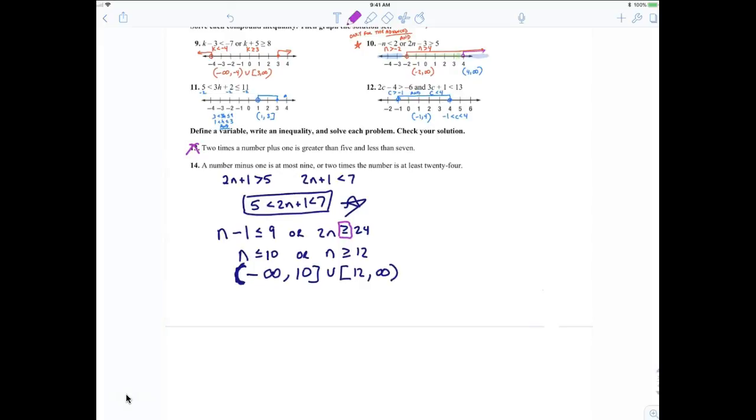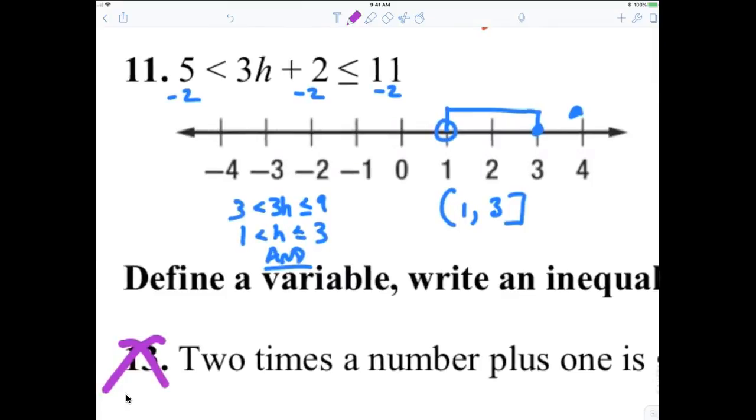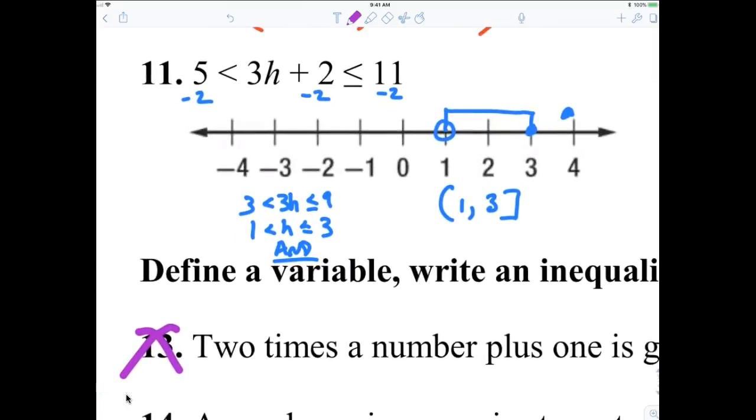Anybody else? Number 11. Let's take a look at 11. 11 is good. All right, so for number 11, you're solving it like a regular equation, except there just happens to be 2 constants on either side of the variable, correct? So all we're doing is subtracting 2 from both sides, and then you're just dividing by 3. So again, take a look. Up here is where I started, and then I carried on right down here, all right?